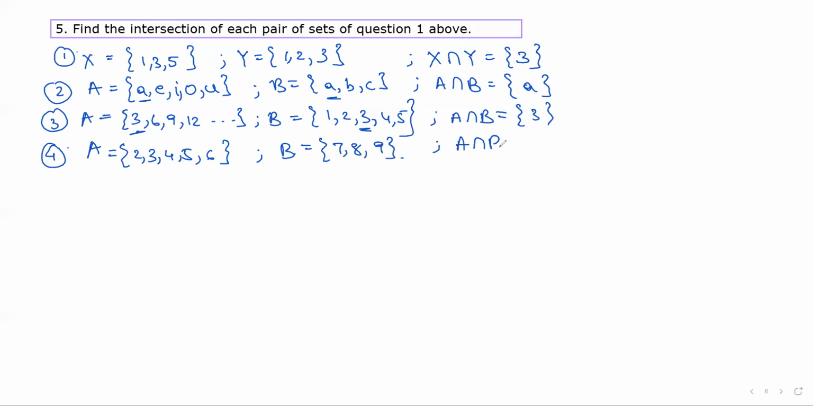A intersection B would be the elements which are common. 2, 3, 4, 5, 6 and 7, 8, 9. There's nothing common over here. So this is the empty set, or you can write it as another set.